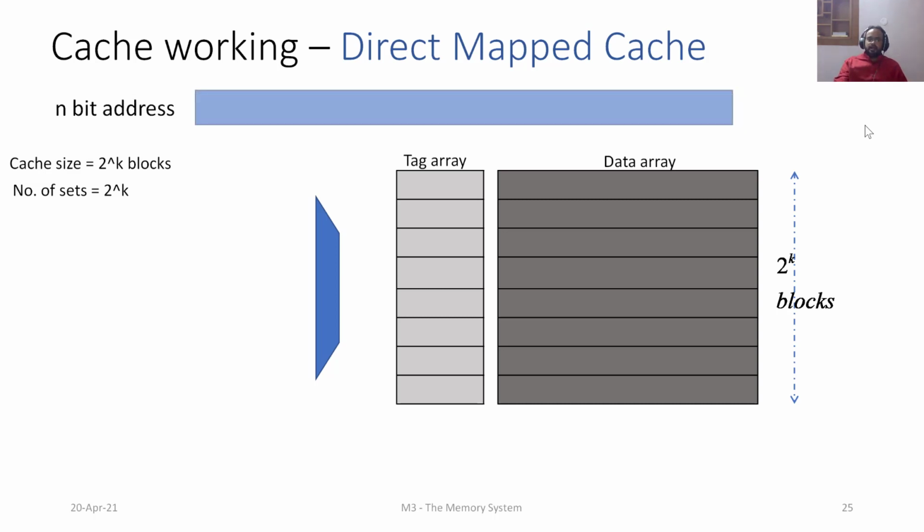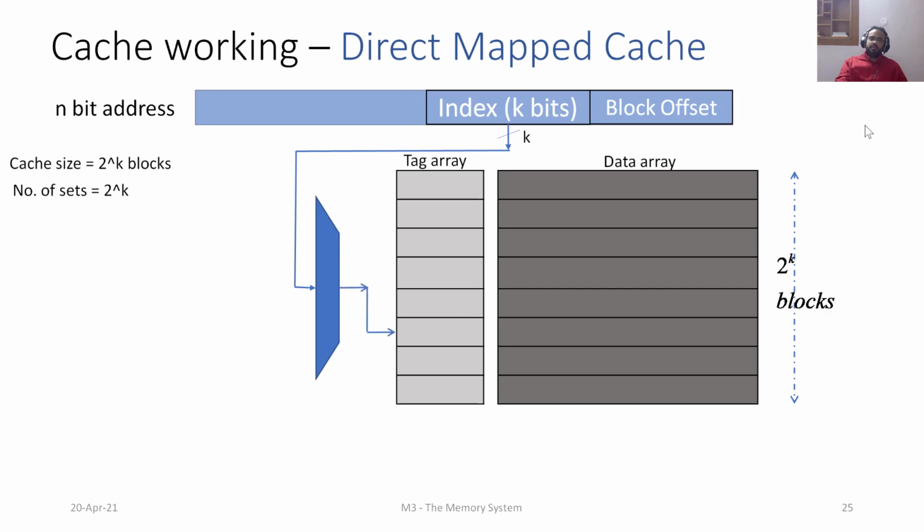So in my n bit address, the block offset is removed, and after that the k bits will be extracted, and they will help me to identify one particular set. So let's say this is my set to which this particular address is mapped to. Now what happens is the decoder will activate this particular set in the tag and data arrays, right? And the values which are there in that particular set will be read out.